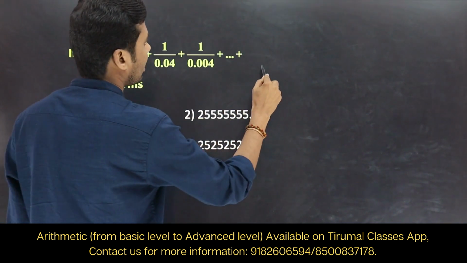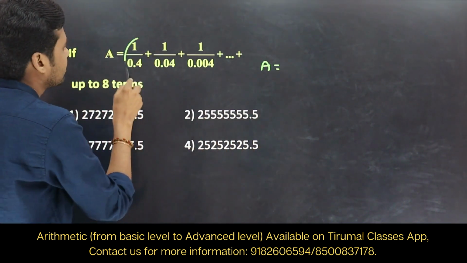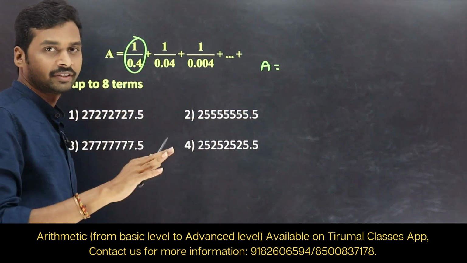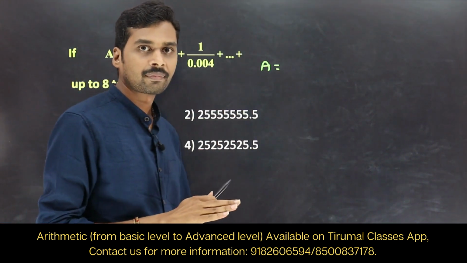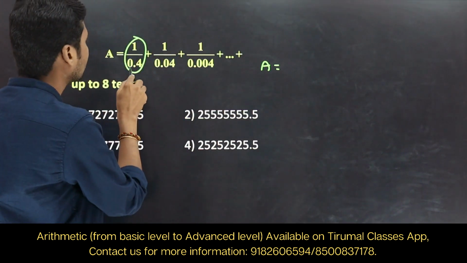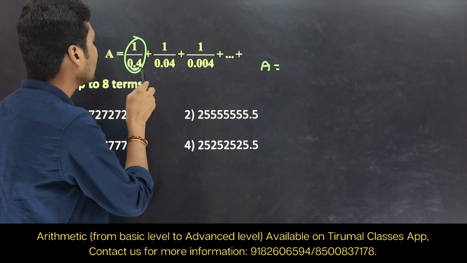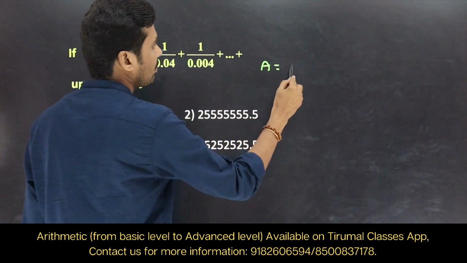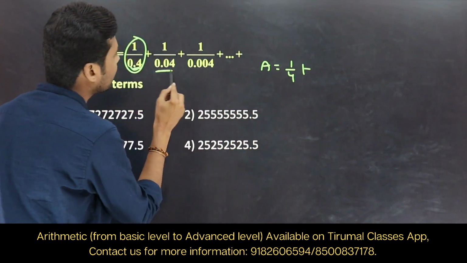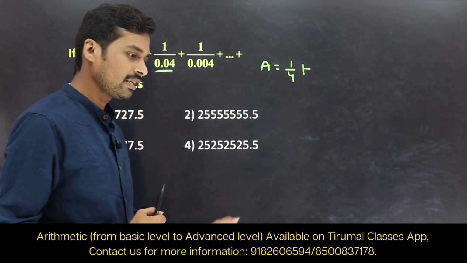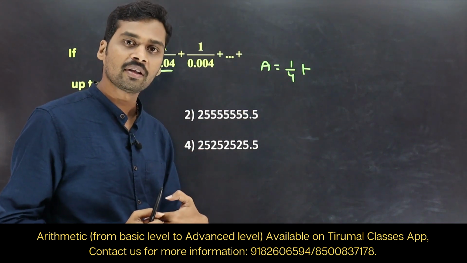Let me take this one. A is equal to what? 1 by 0.4. When decimal points are given, no need to consider the decimal, so you just consider it as 1 by 0.4. What is the DS value of 0.4? 4. So 1 by 4. And the next number is what? 0.004, which means again the DS of the denominator is 4.